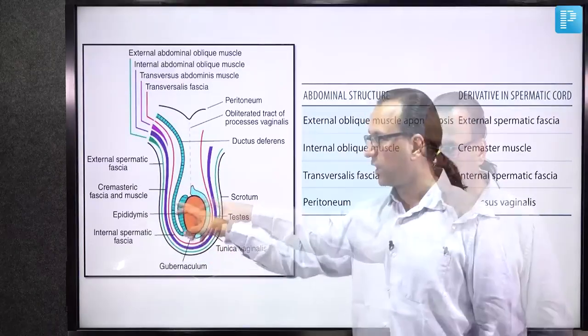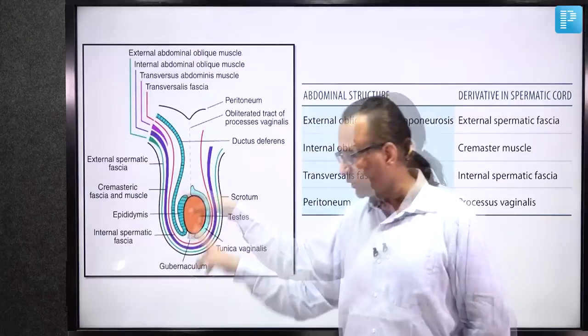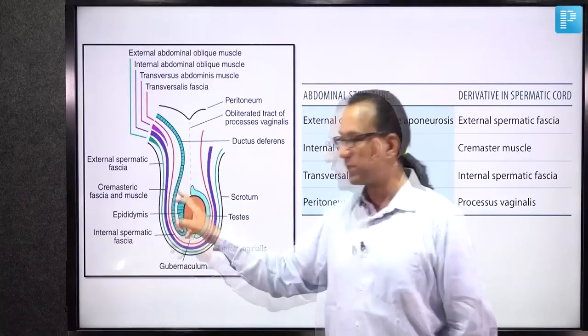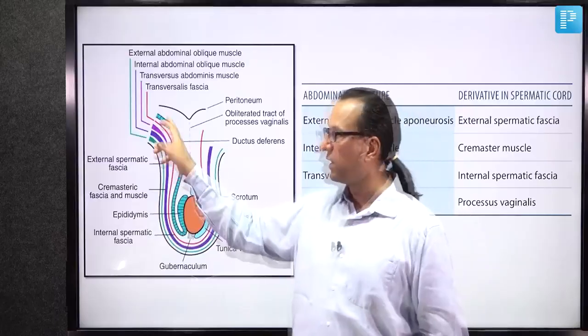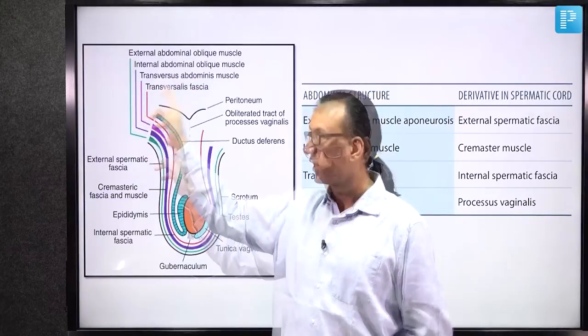Testis forms the sperm, collected by the epididymis, which is for storage, maturity, and motility of the sperm, and pushing it into the ductus deferens, which passes through the spermatic cord inside the inguinal canal and the deep inguinal ring, and reaches the pelvis region to put the sperm into the prostatic urethra.